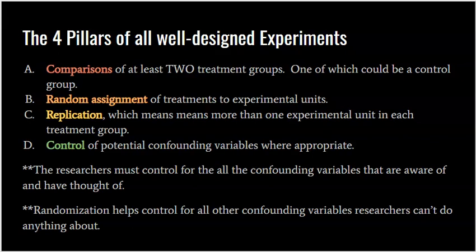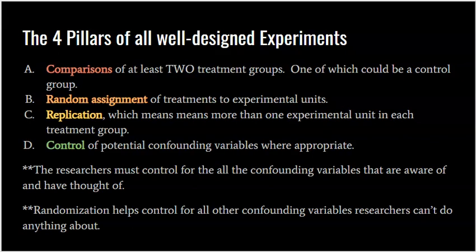All good experiments also need random assignment. And this is when we determine what experimental unit gets what treatment. That has to be determined randomly. I cannot let my subjects pick which treatment they get, nor can I pick it for them. It has to be completely random. So what container gets what, what person gets what, what animal gets what, has to be chosen randomly.